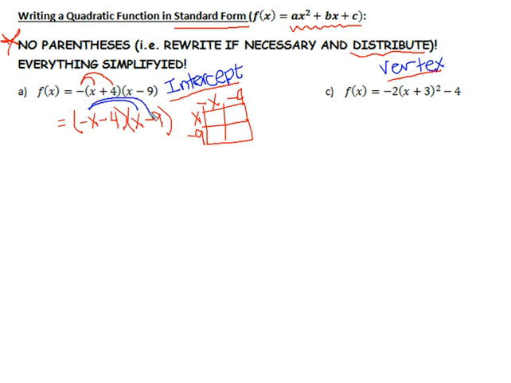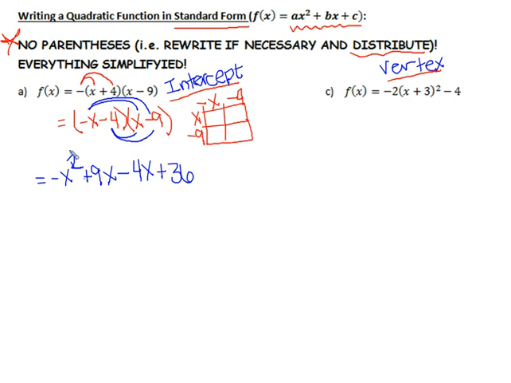Let's first bring in the -x. So -x times x would give us a -x squared. -x times -9 would give us a positive 9x. So there's our first distribution. Now we've got to bring in the second distribution. We need to bring in the -4. So we have -4 times x, which is -4x, and then -4 times -9 would give us a positive 36. So now we're really starting to look like this ax squared plus bx plus c. Notice how all the parentheses are gone.